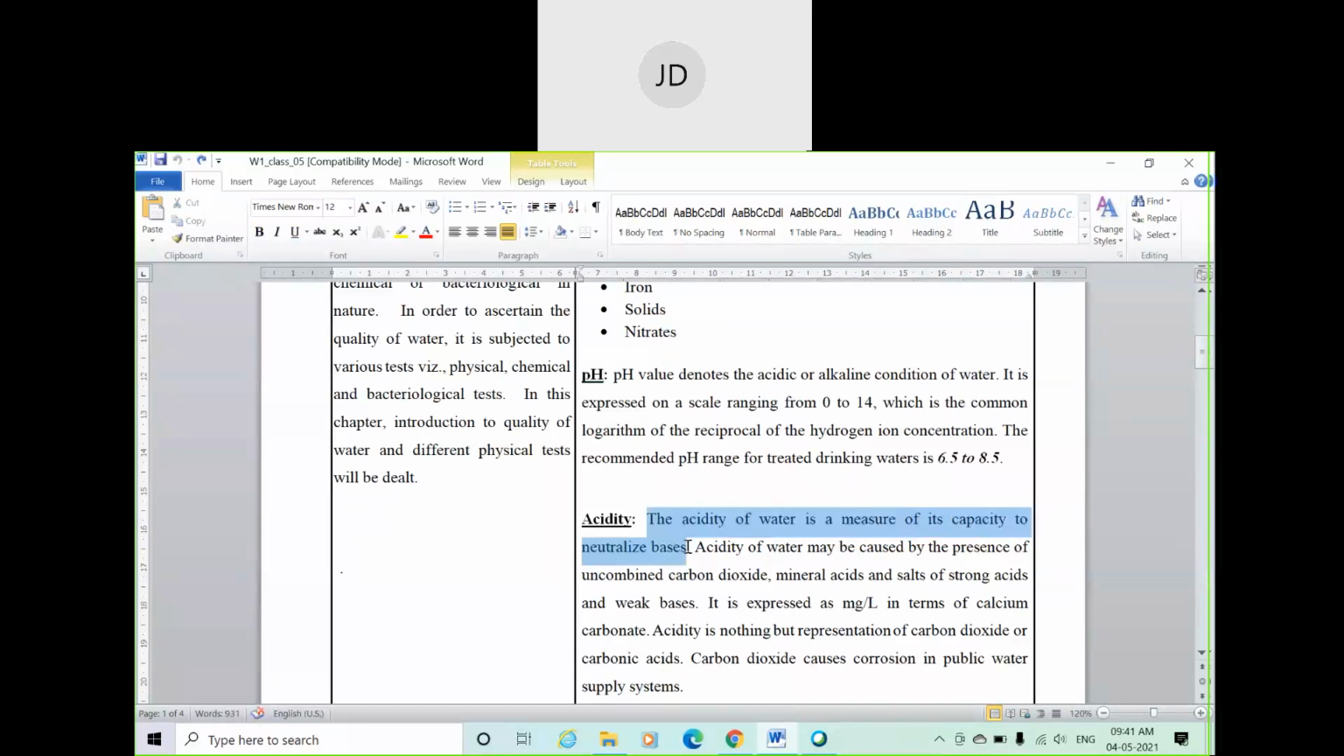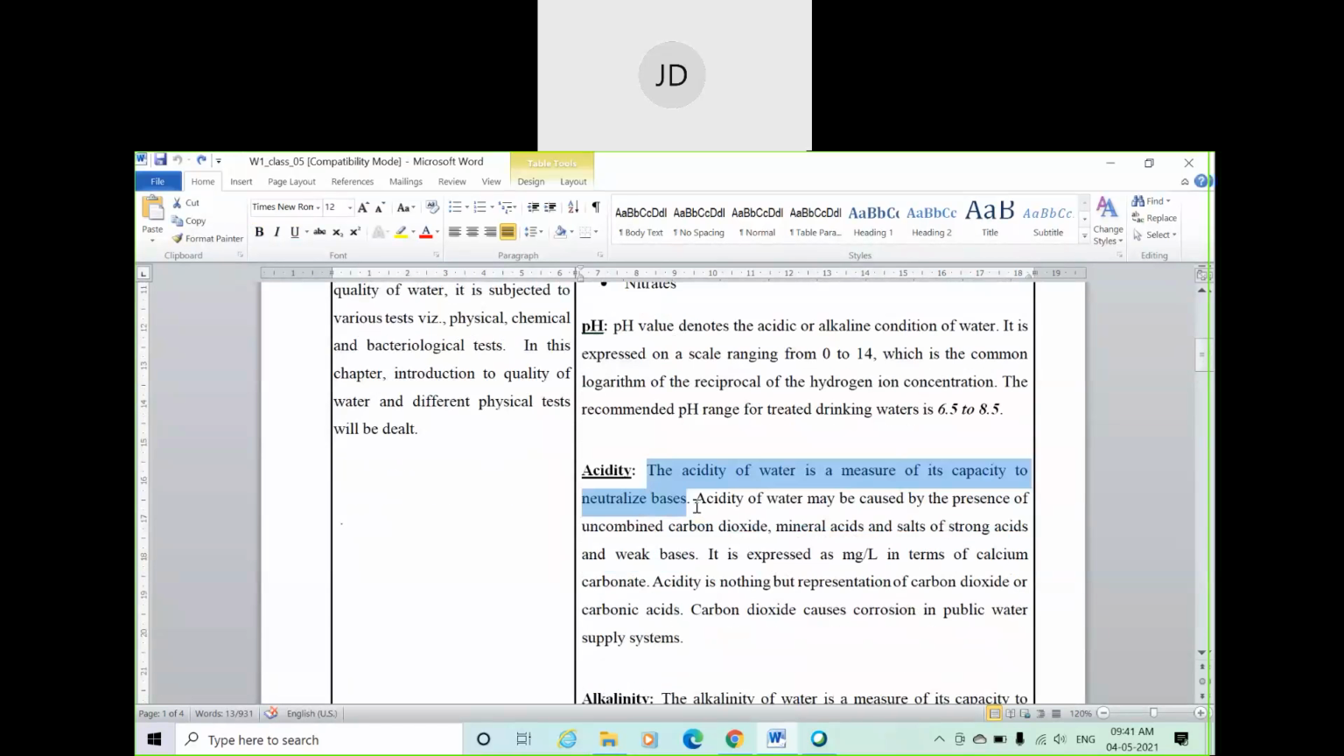That means suppose you have a highly acidic sample of water, and another sample is basic water. If you mix them together, then you can neutralize the base in a particular sample. And basically where does this acidity come from? The acidity of water is mainly because of the presence of uncombined carbon dioxide and other mineral acids like H2SO4, HCl. It comes naturally from mineral acids and other salts of strong acid.